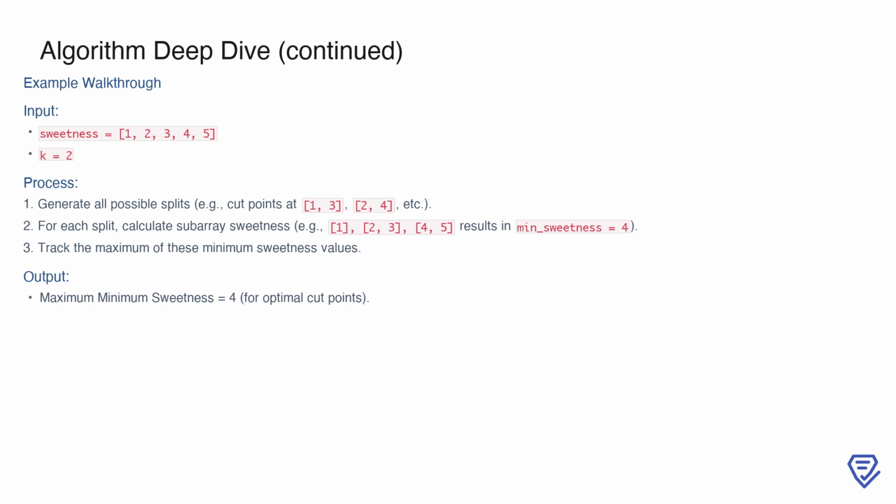For each split, we calculate the sweetness of the resulting subarrays. For instance, with cuts at 1, 3, the subarrays are [1, 2], [3], and [4, 5]. The sweetness values are 3, 3, and 9, respectively, so the minimum sweetness for this split is 3. We repeat this process for all splits, tracking the maximum of these minimum values. In this case, the optimal split yields a maximum minimum sweetness of 4, which is the result. This example demonstrates how the algorithm systematically evaluates splits to find the best possible outcome.